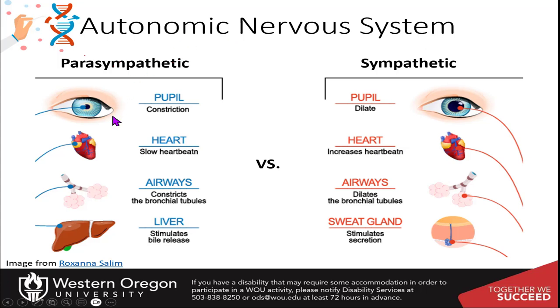Conversely, in the parasympathetic system, when you're at rest or you're calm, the pupils will stay constricted, your heartbeat slows down, you're nice and calm and peaceful. The airways are constricted. You don't take in as much air when you're breathing. And the liver is actually stimulated to secrete bile, promoting digestion. Remember, we said that digestion is something that's shut off when you're having a fight or flight response. You don't have time to digest your breakfast when you're running away from a lion.